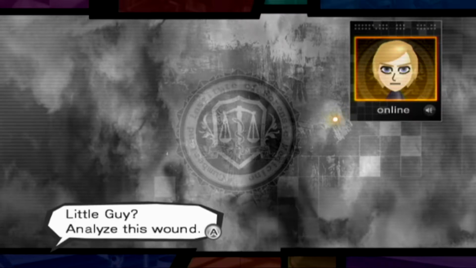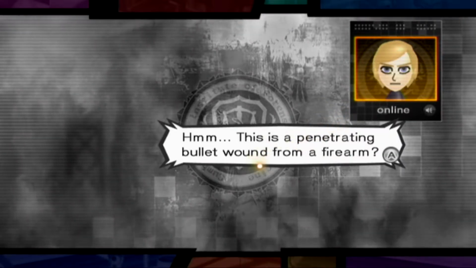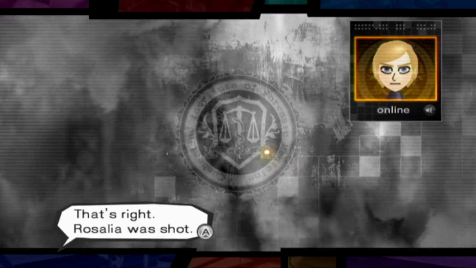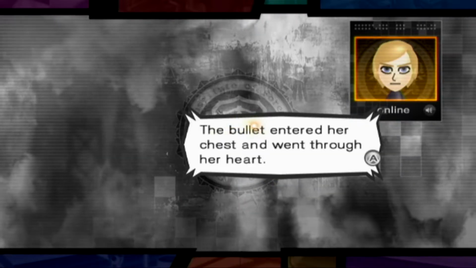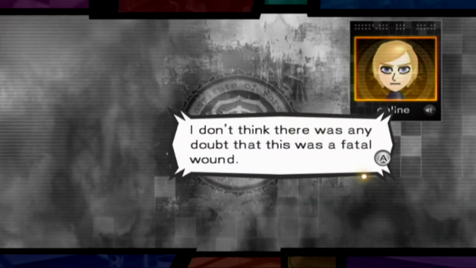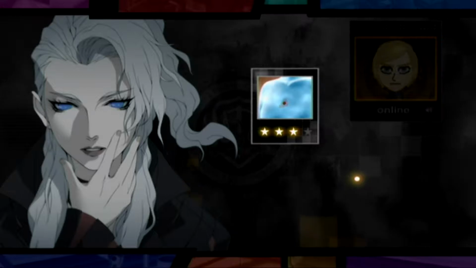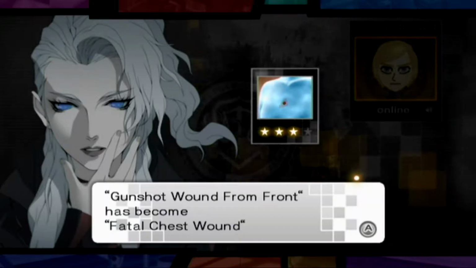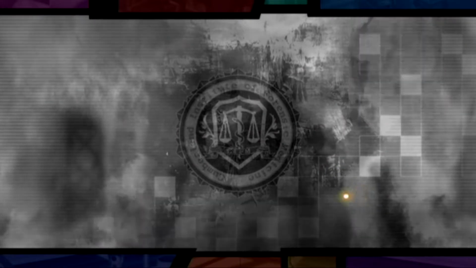Little Guy, analyze this wound. Understood. This is a penetrating bullet wound from a firearm? That's right. Rosalia was shot. The bullet entered her chest and went through her heart. I don't think there was any doubt that this was a fatal wound. I see. The question now is who pulled the trigger?